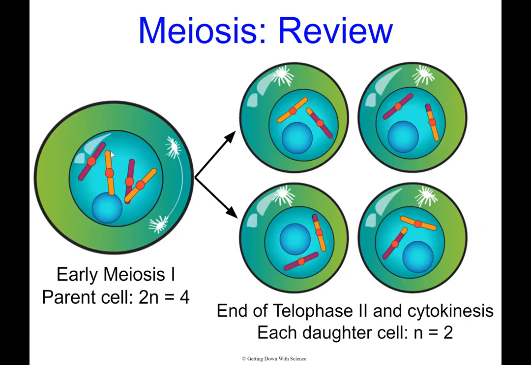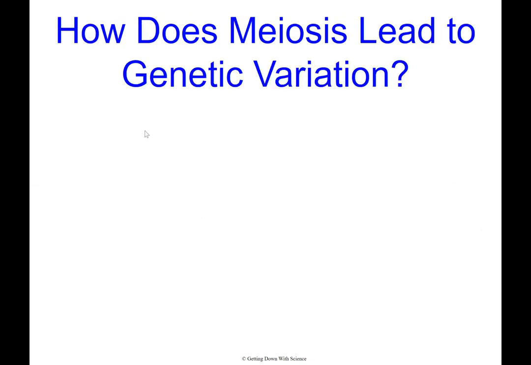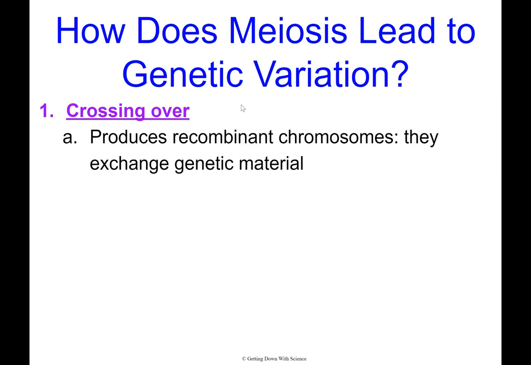So quick review. Early meiosis 1, we have our parent cells. They're 2N. Then we divide them and we end up with 4 genetically unique daughter cells that are N. So how does this lead to genetic variation? Well, first of all, remember we have crossing over. So that's where we get that recombinant chromosome. That's the one I talk about where it's like they hugged each other so hard they broke off pieces and then they hung on to their friend, so they ended up with a new piece.